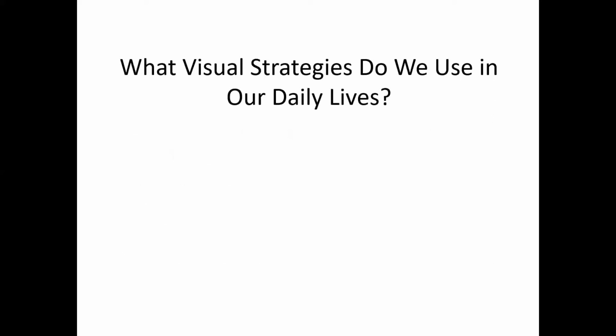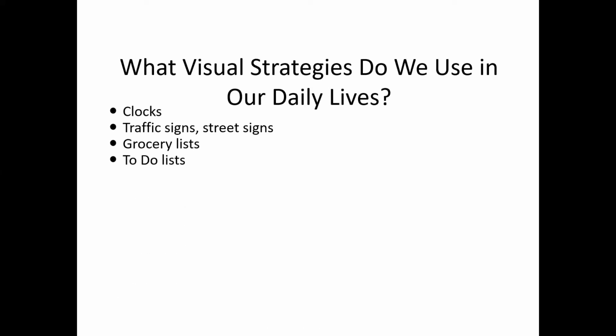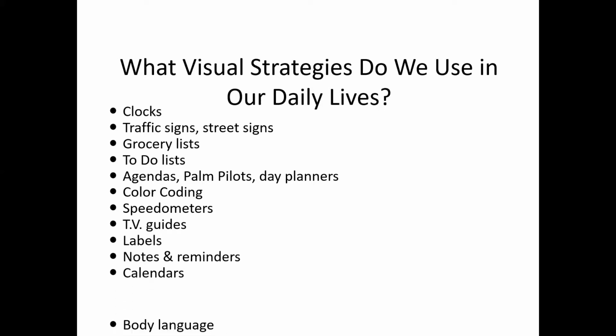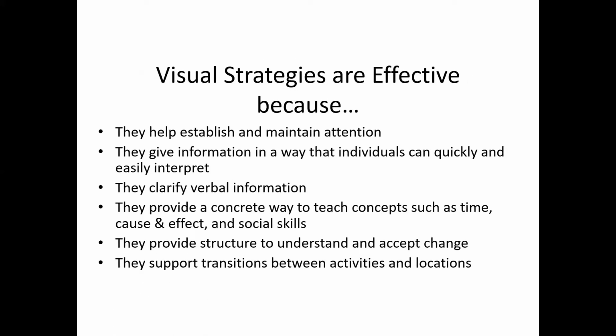So what visual strategies do we use in our daily lives? Clocks, traffic signs, street signs, grocery lists, to-do lists, agendas, Palm Pilots, day planners, color coding, speedometers, TV guides, labels, notes and reminders, calendars, body language. They're all different visual strategies that we use to help us throughout our day-to-day.